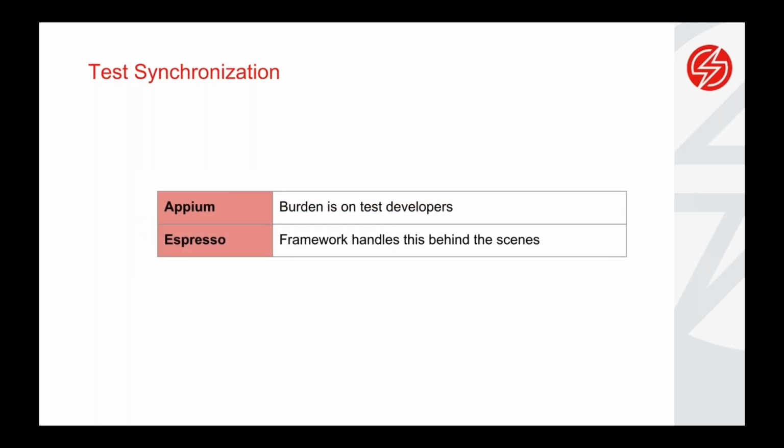Another key thing to keep in mind is test synchronization. What I mean by that is making sure that your test script, or the UI actions performed in your test script, are in sync with your application under test, or the state of your application. Now, in the Appium world, this is a bit of a challenging problem. The test developers have to wrestle with explicit waits or implicit waits to make sure that the UI actions actually happen at the right time. Now, with Espresso, all of this is taken care of by the framework. The developers don't have to deal with any of this complexity.